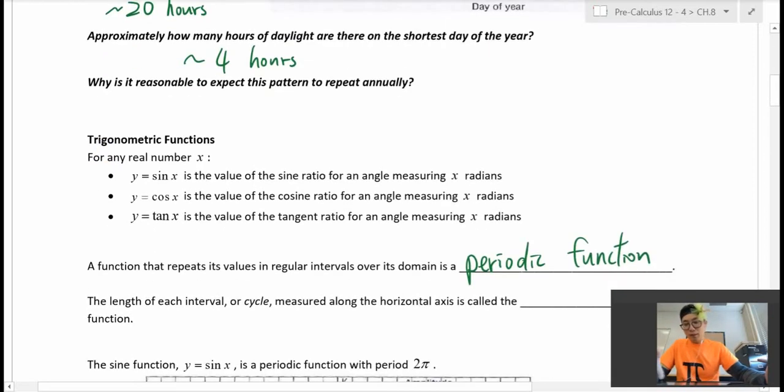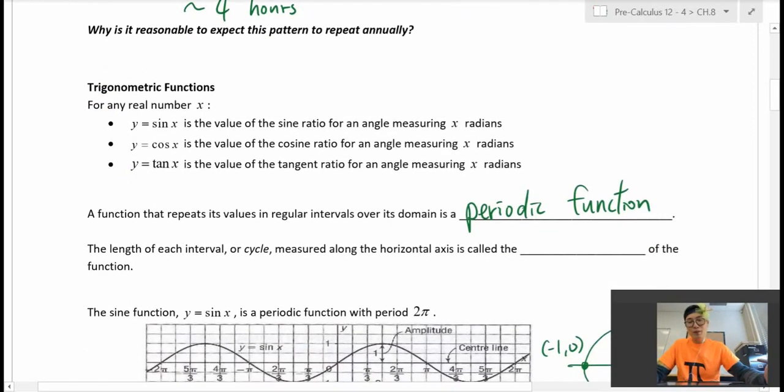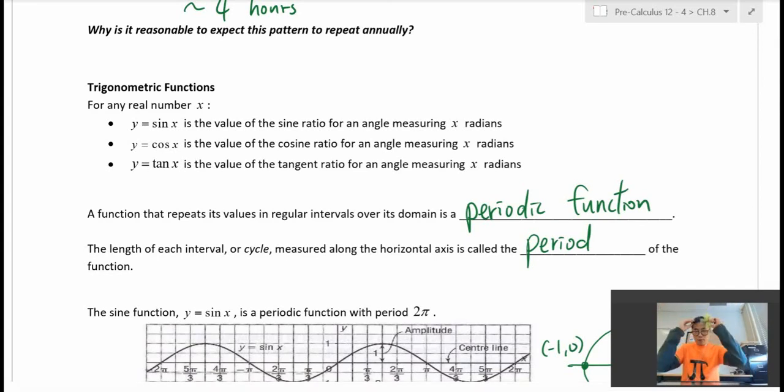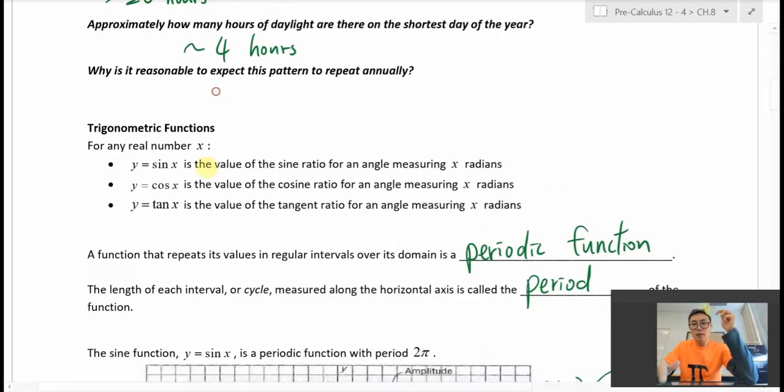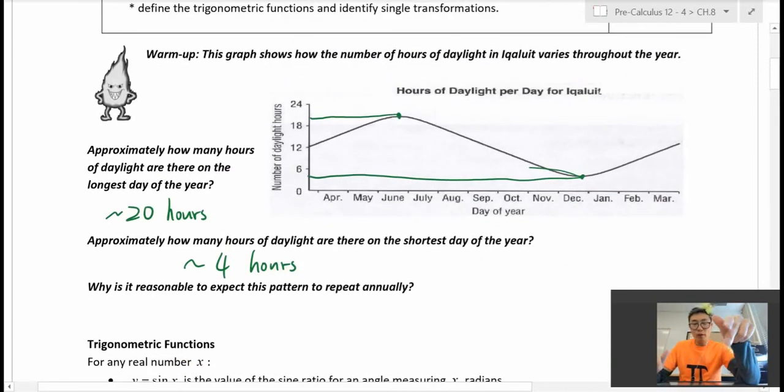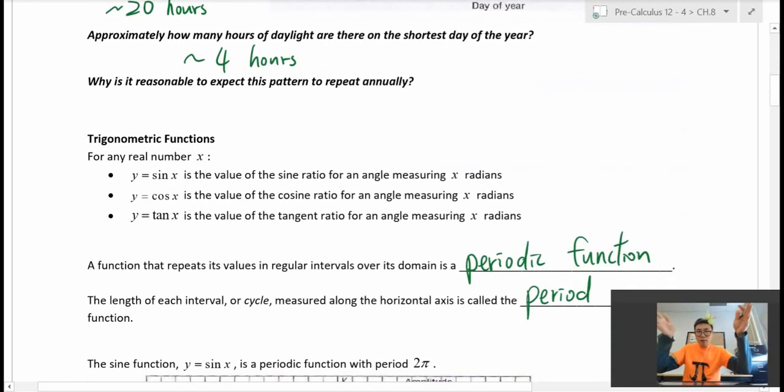The length of each interval or cycle measured along the horizontal axis is what we call the period of the function. So the length of time that it takes to repeat. You can see in this graph, the period is going to be 1 year, because that's how long it takes for one cycle to finish. So again, the length of each interval or cycle is what we call the period.